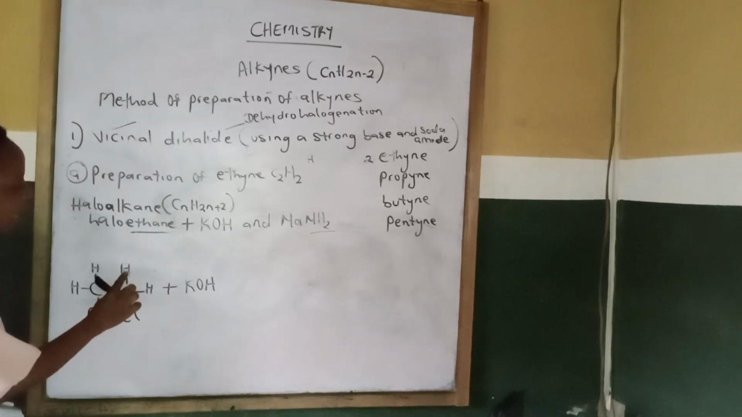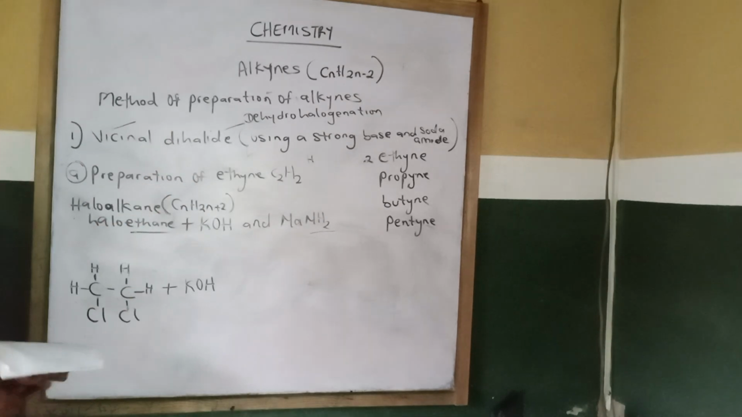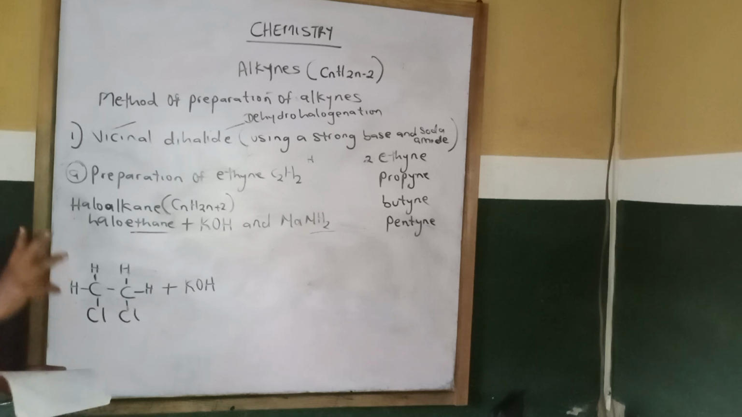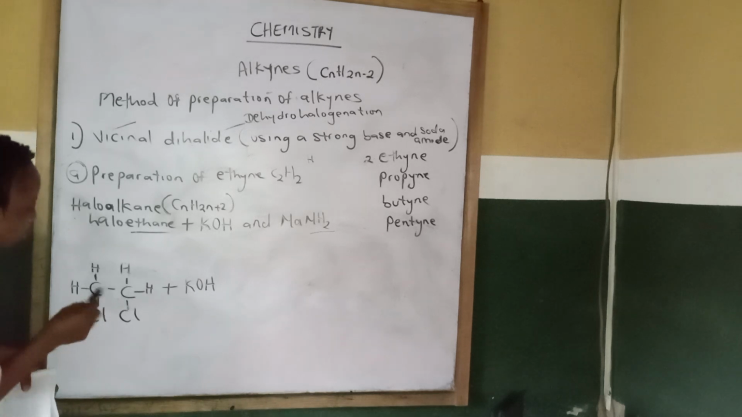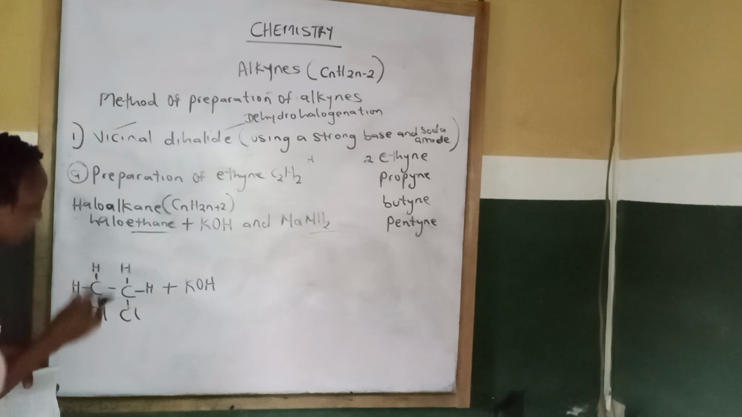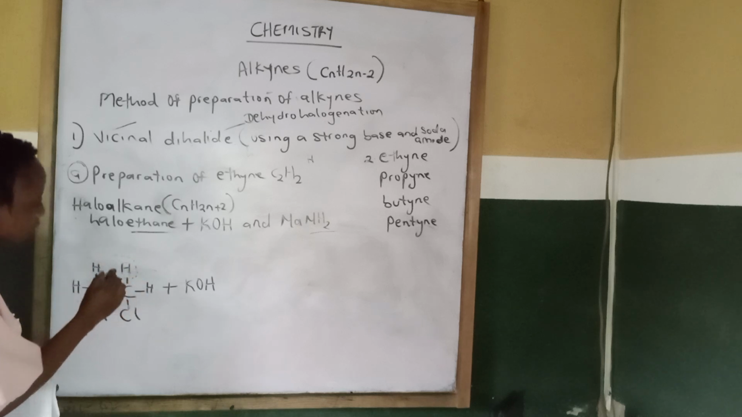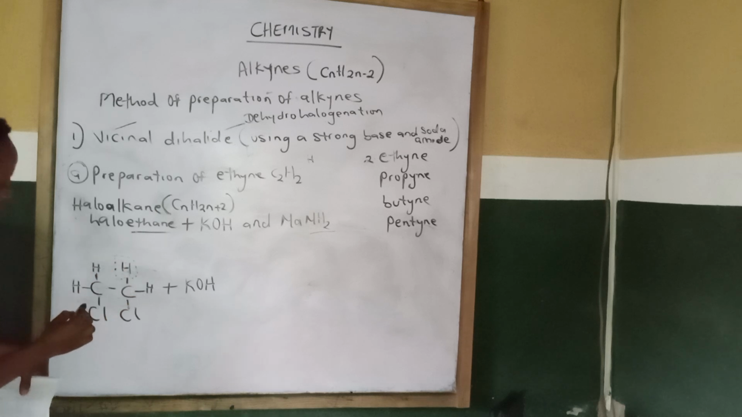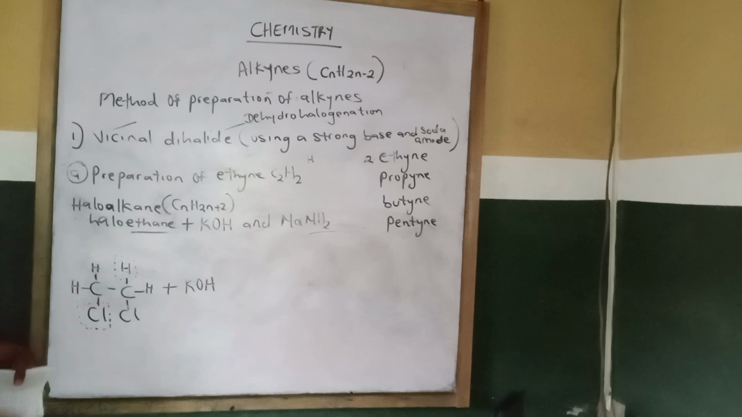So from this structure now, I'm going to remove hydrogen and halogen. When you remove hydrogen from one carbon atom, you remove halogen from the other carbon atom. So you cannot remove both hydrogen and chlorine from the same carbon atom. If I eliminate hydrogen from this side, I will eliminate chlorine from the other side. That is, you remove chlorine here, you remove hydrogen here.